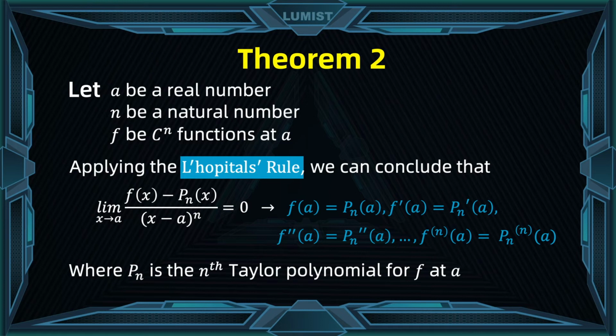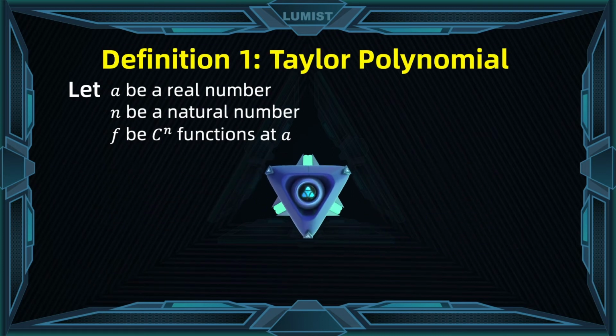Also, you know that a polynomial centered at a can be written as p_n(x) equal to c_0 plus c_1(x minus a) plus c_2(x minus a)^2 all the way to c_n(x minus a)^n. And we can apply the second theorem to have our first definition, which is Taylor's polynomial.